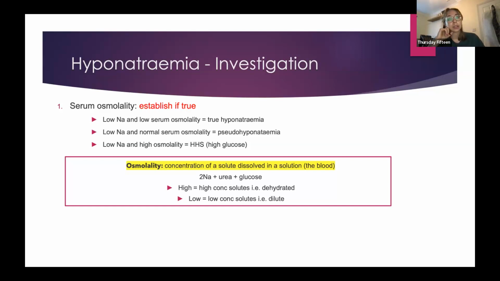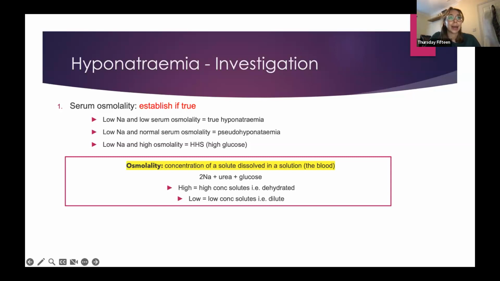And if the blood has a low osmolality and so has lots of water in it, then water goes from the blood into the cells. So blood osmolality can be a surrogate measure for the osmolality of your cells, because it should be in equilibrium. So if we go through the various options, if you have low sodium and a low serum osmolality, so a low concentration of solutes, then that's a true hyponatremia.